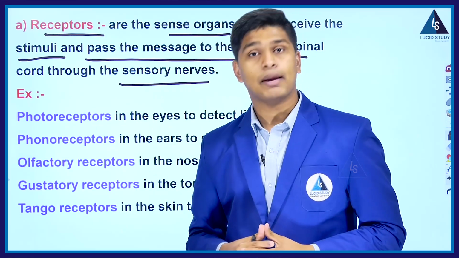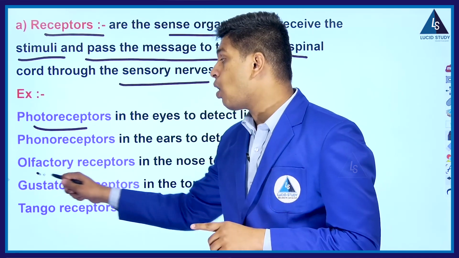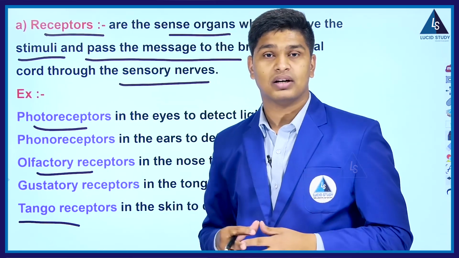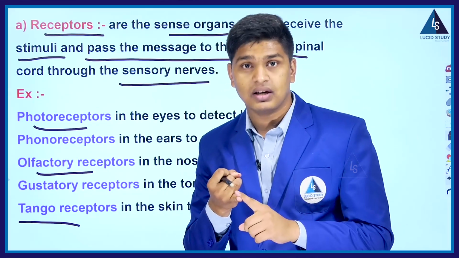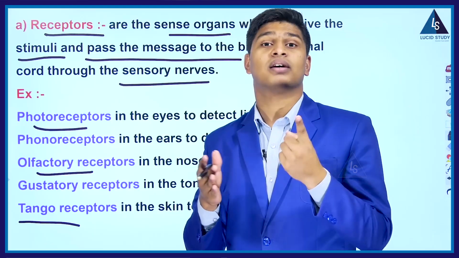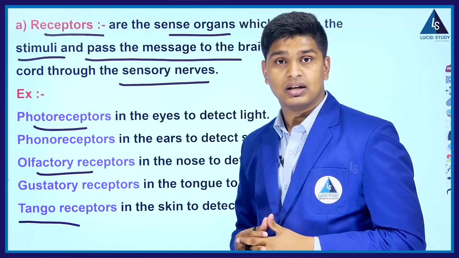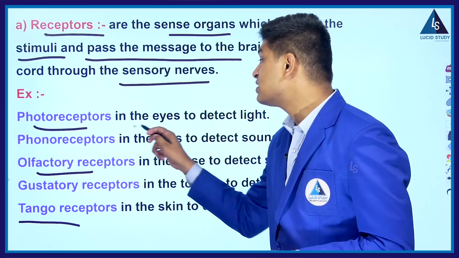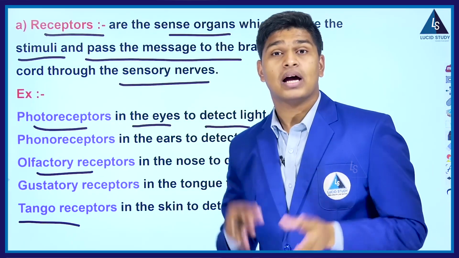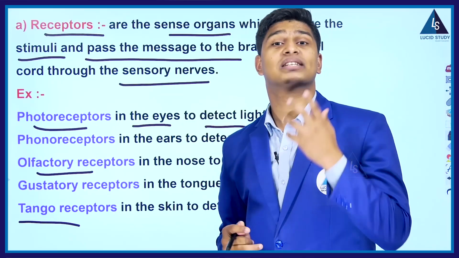When we talk about the types of receptors, we have photoreceptors, phonoreceptors, olfactory receptors, gustatory receptors and tangoreceptors. Now, what do photoreceptors, phonoreceptors, olfactory receptors, gustatory receptors and tangoreceptors mean? Let me tell you. Photoreceptors are the receptors which are in the eyes, and what do they do? They detect light. We know that photo means light. So the eyes have these photoreceptors which detect the light.